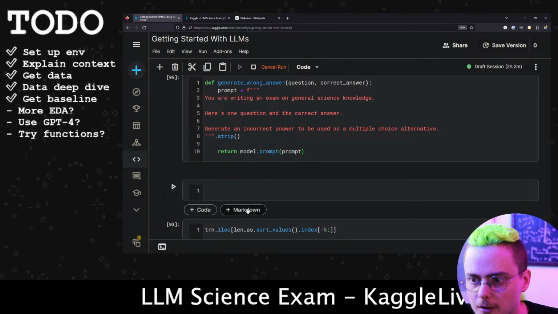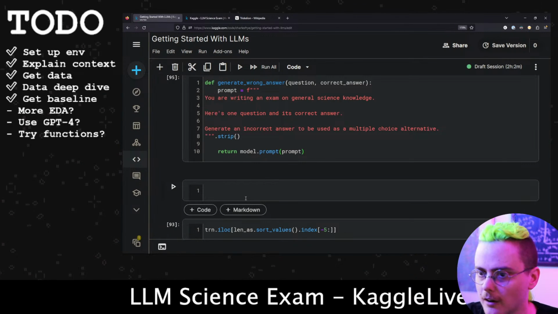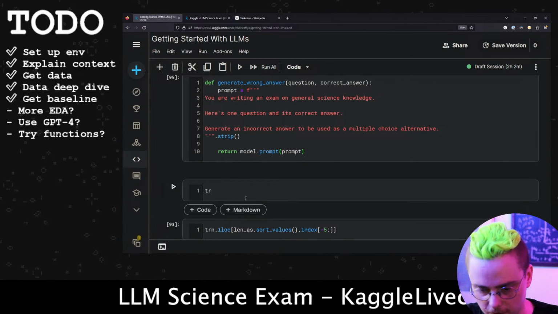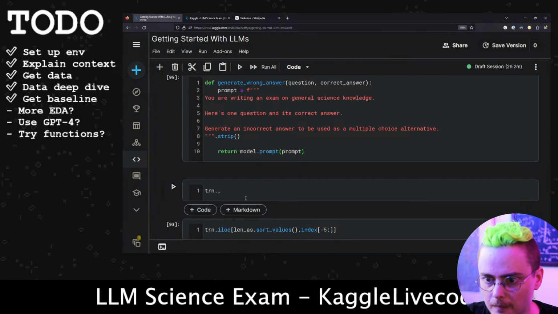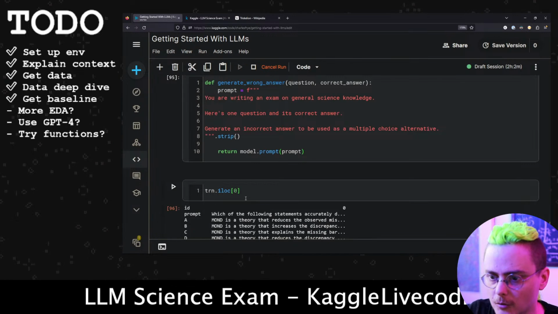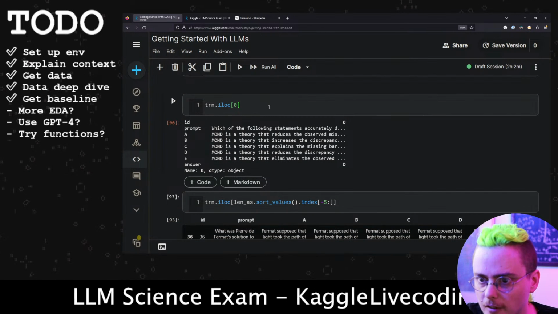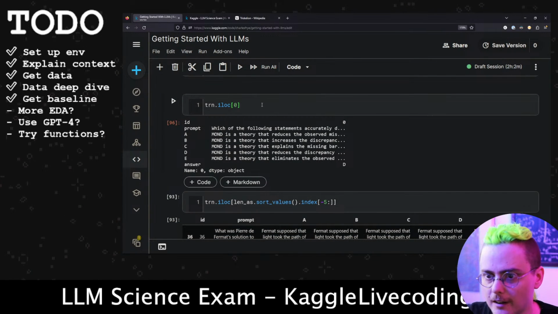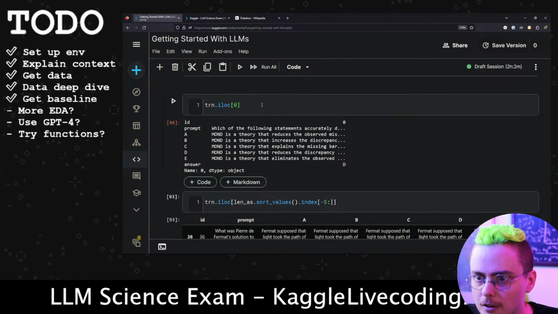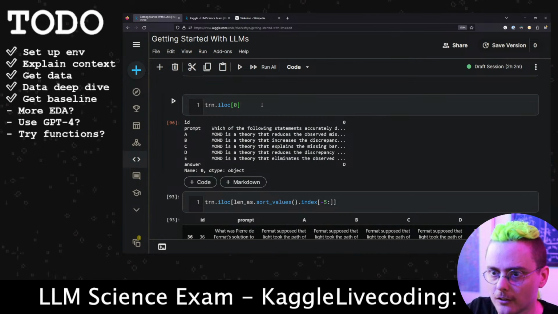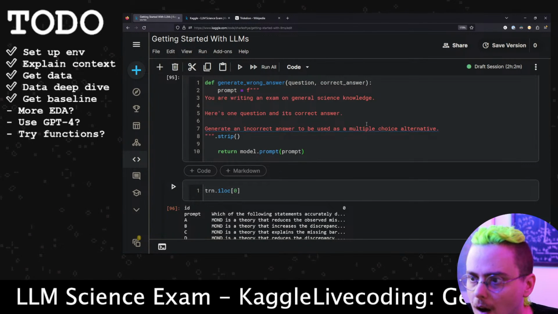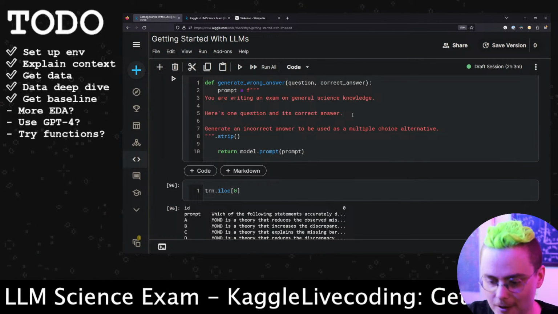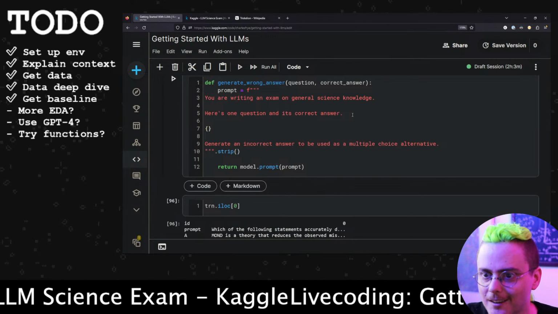Okay, we won't use that system prompt that I was thinking about there. Let's see if generating the wrong answer works here on just a single example. Let's take that first one, which is the modified Newton dynamics question. So what do we want to do? Oh yeah, we definitely want to finish writing this prompt as an F string.